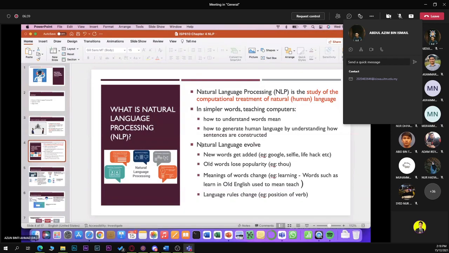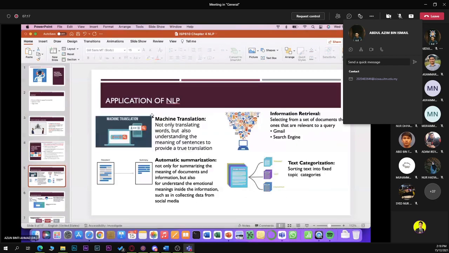And then the other factor is the old words that lose popularity. And then for some of the words, the meaning has changed, and it also depends on the language rules. So this is English. If you want to do Malay, you need to follow the tata bahasa for Malay lah. You need to construct the tree for Malay punya structure. But for this chapter, we will see the English syntax.